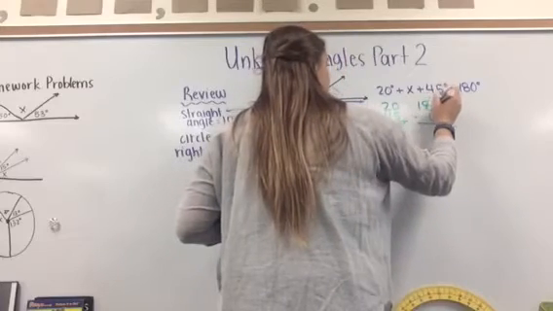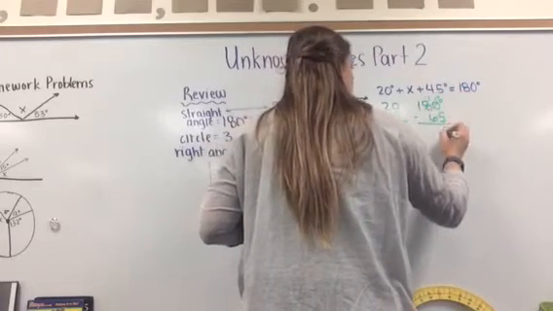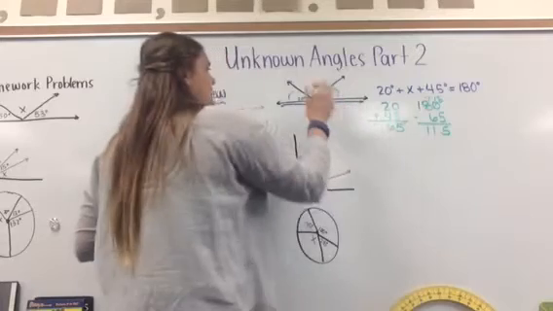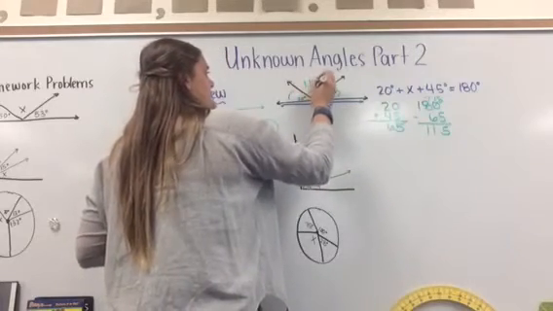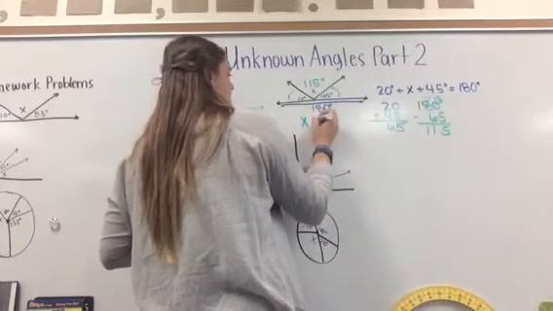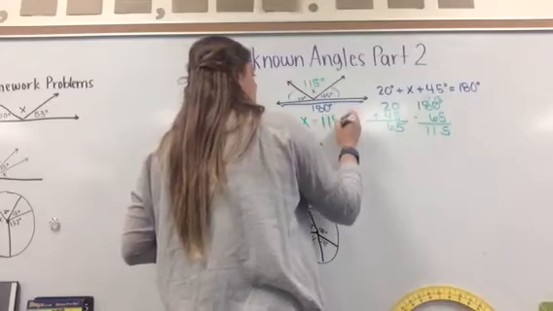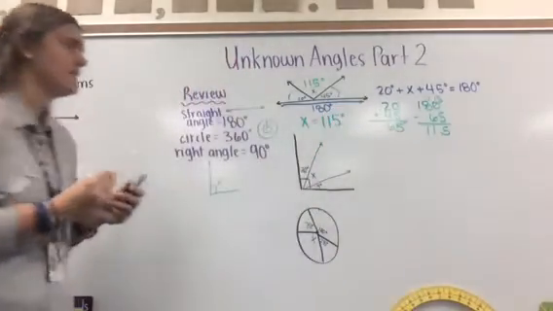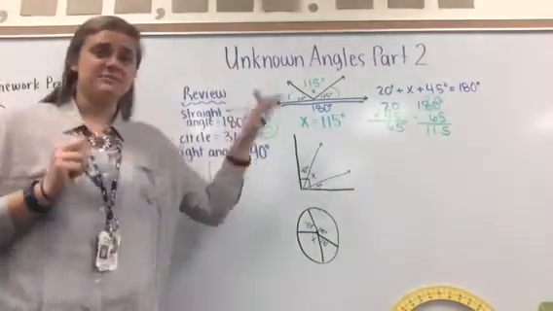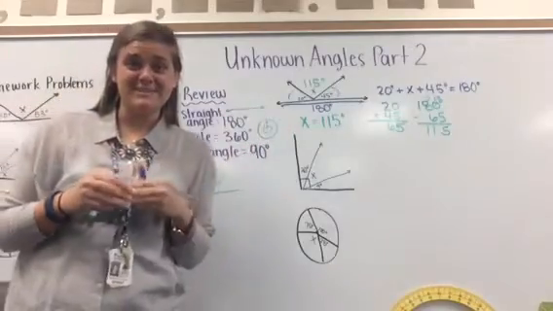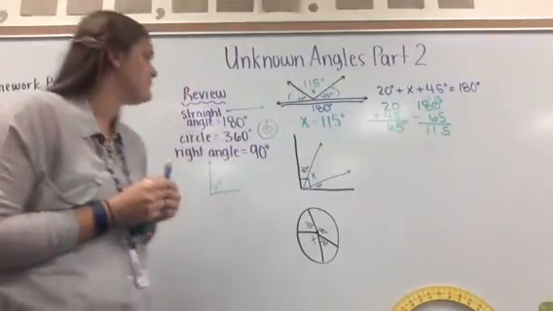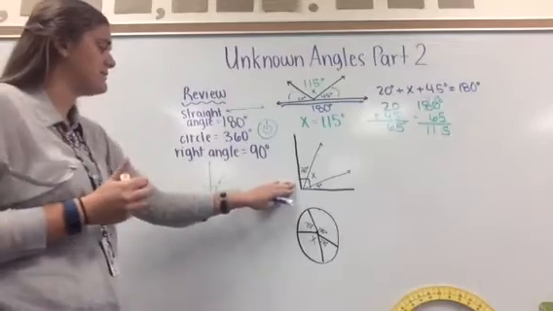I'm going to have to borrow from my neighbor. Cross that out. So this angle here is 115 degrees. And the way I could write that is x equals 115 degrees. Now again, these have multiple steps in them, so you're going to have to be careful so you don't get tripped up.